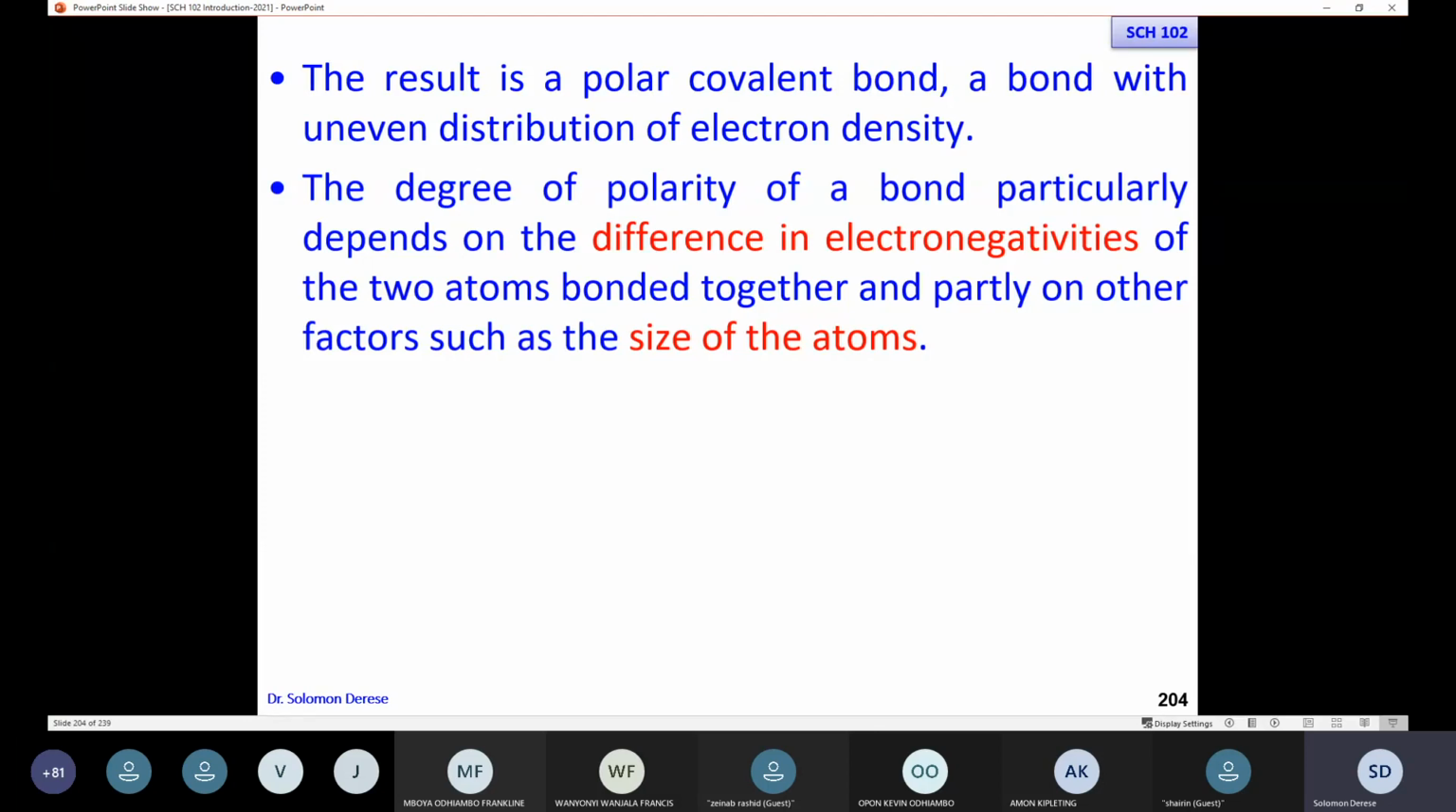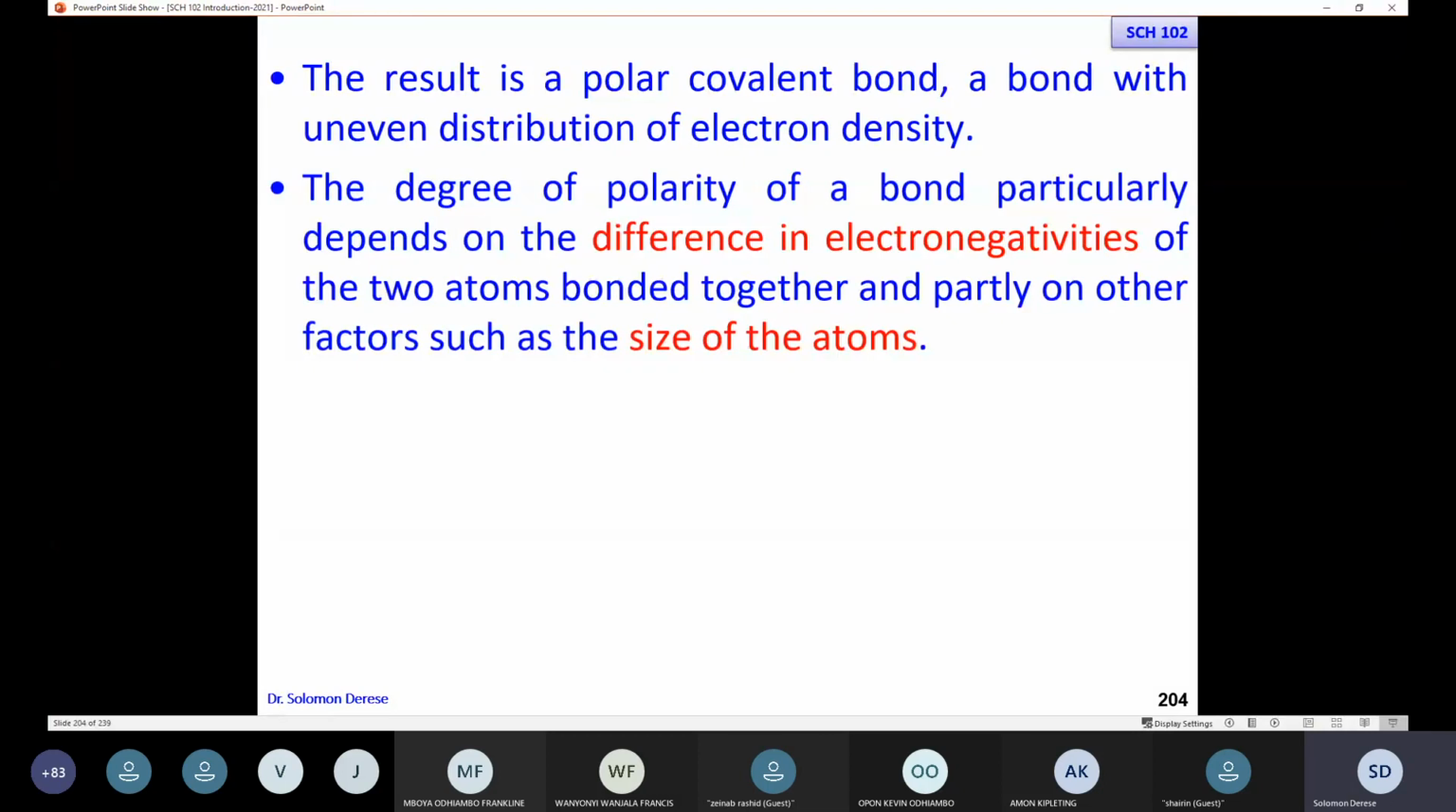And then the other factor that determines the degree of polarization of a chemical bond between two atoms is the size of the atoms that are involved. The more an element is large, the more easily it can be polarized than an element which is dense and small. So there are two factors that determine the degree of polarity of a covalent bond. The most important one is differences in electronegativity.